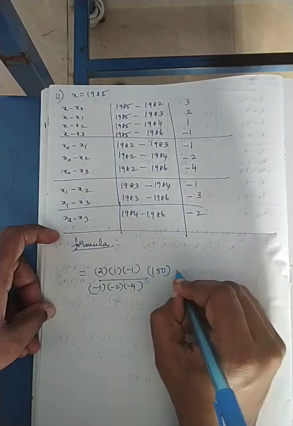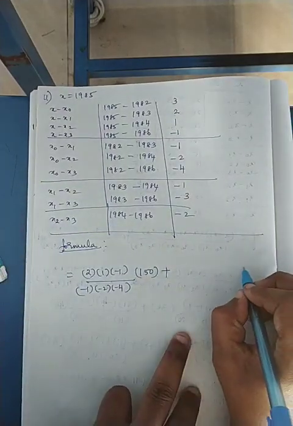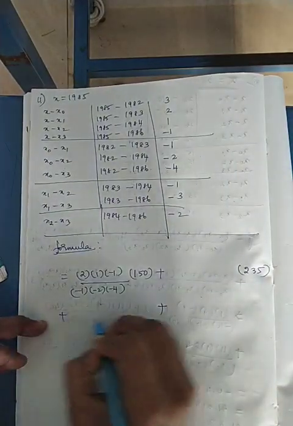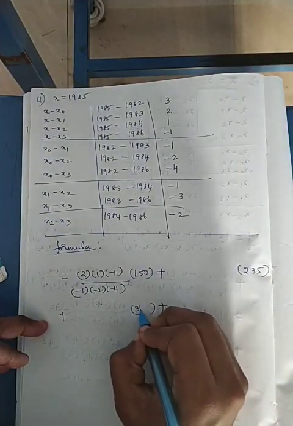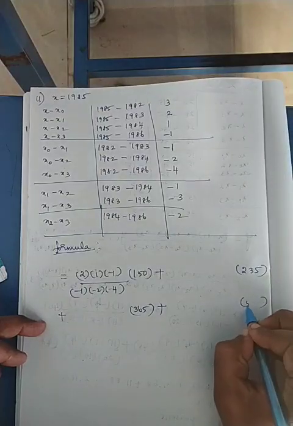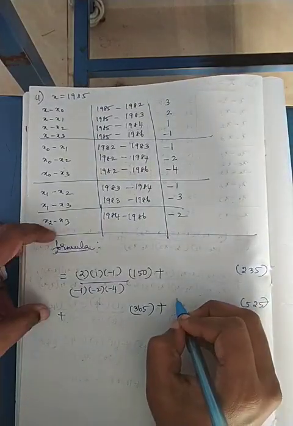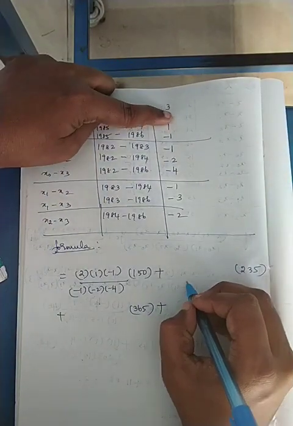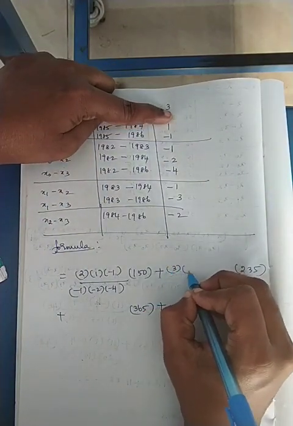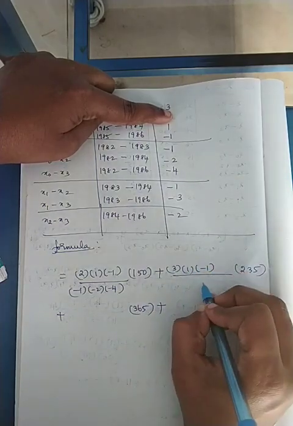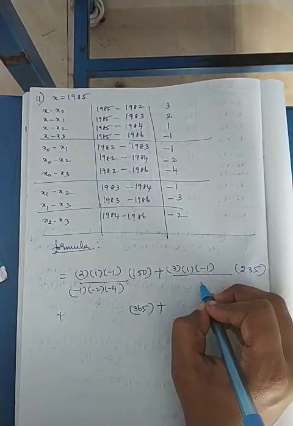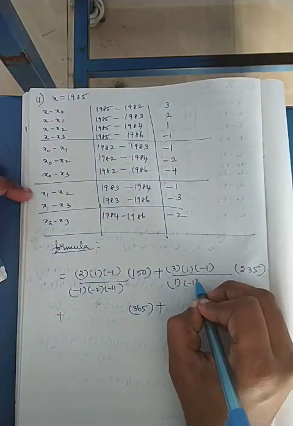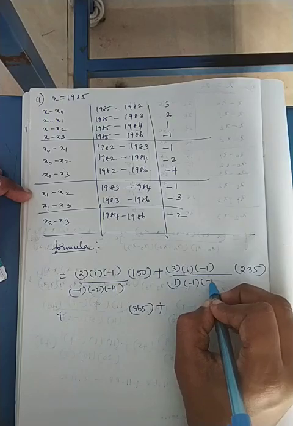What is my y naught? It will be 150 plus, what is my y1? First I will fill that 235. Then plus what is the third value? It is 365. And what is my fourth value? It is 525. What will happen here? Now I have to leave the second value. So 3 into 1 into minus 1 divided by x1 minus x0. So this will be 1. Then x1 minus x2 and x1 minus x3.